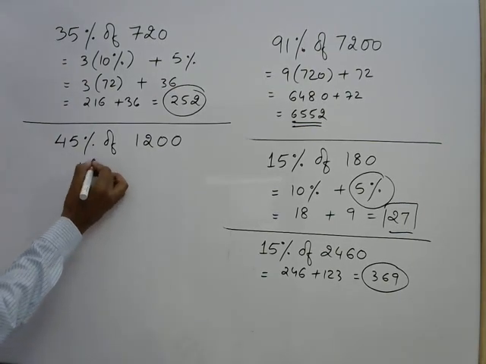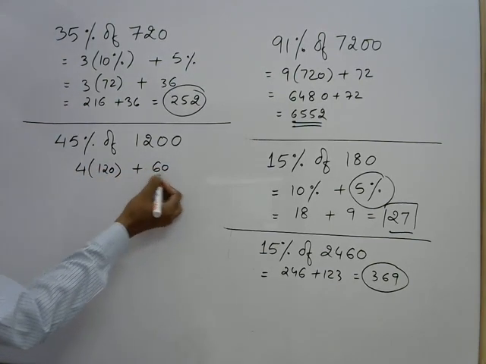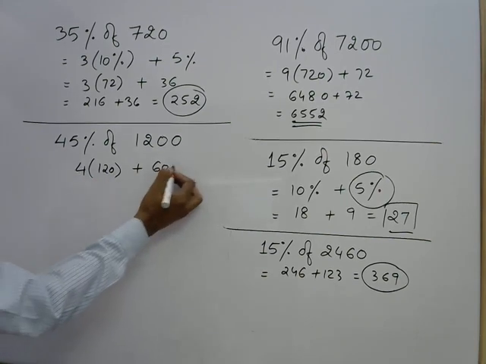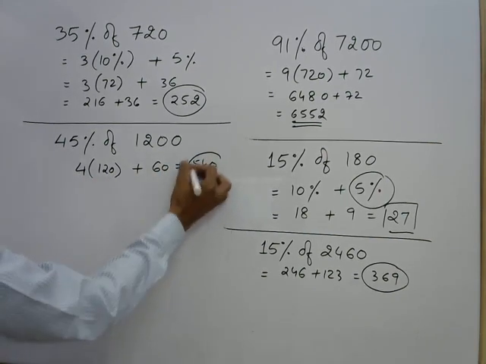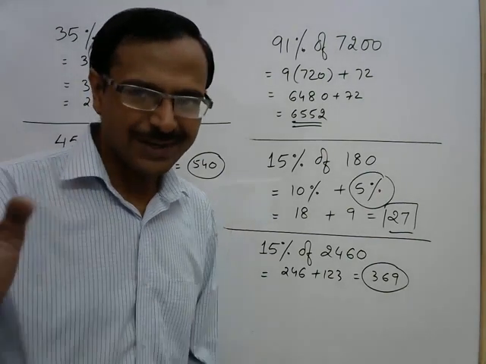See, 4 into 10%, 10% is 120, and half of 120 is 60. So you get 5% there. So 480 plus 60 is 540. So 540 is the correct answer. I must appreciate students. That was very well done.